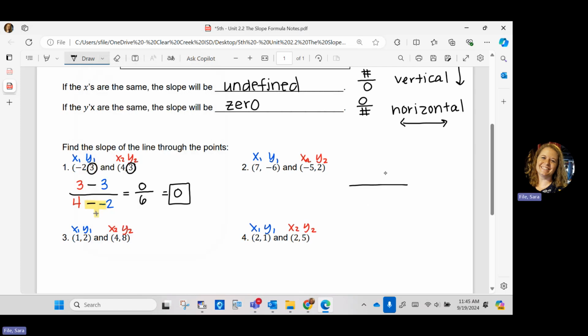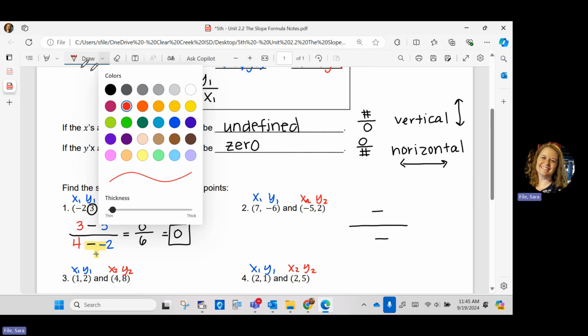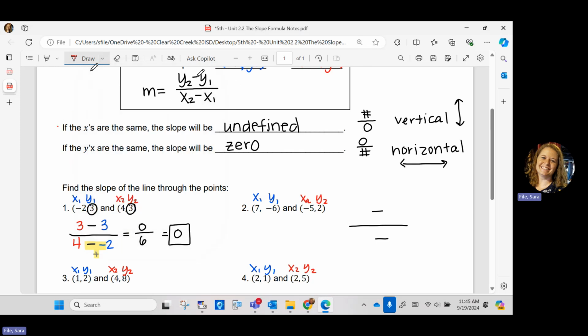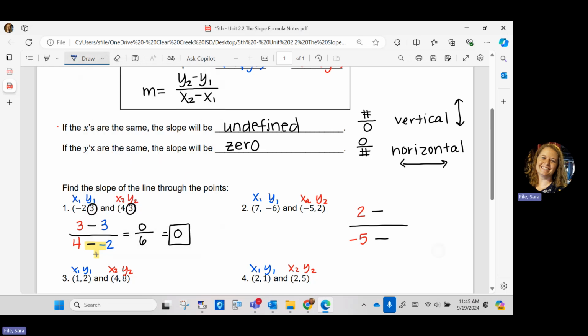And again, I'm plugging into my formula. Setup's always going to be the same. All right. So the second point, the one that I wrote in red, is going to be written first because remember this is the formula up here. Okay, we're going to do the change in Y over the change in X. So the Y2 over X2 goes first. Okay, and then the second point, the Y1 and the X1.